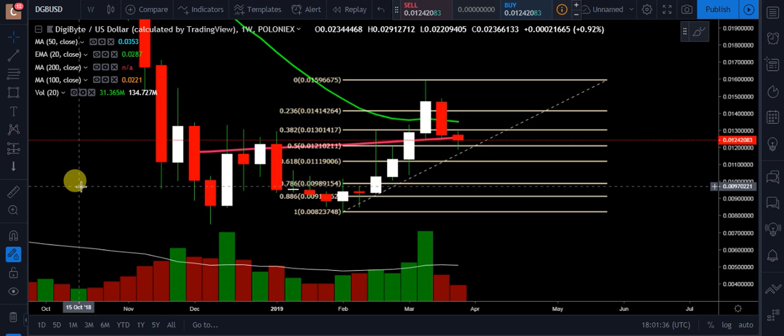I want to bring you an update on Digibyte, and what we're going to be doing here is stepping back and looking at it on the 1 week chart. It's important to step back a lot of times and really start at the 1 week chart, then go into the 1 day chart, then the 12 hour and then the 4 hour.